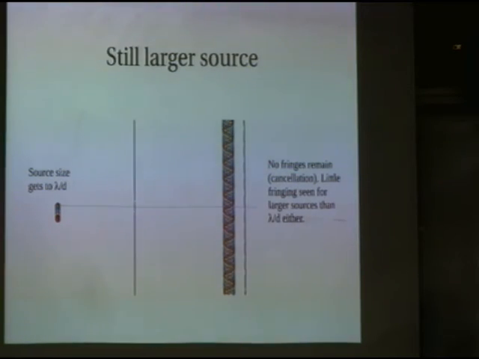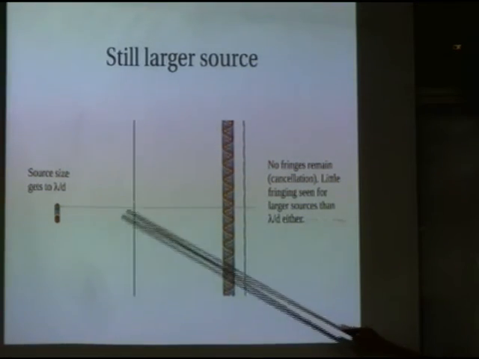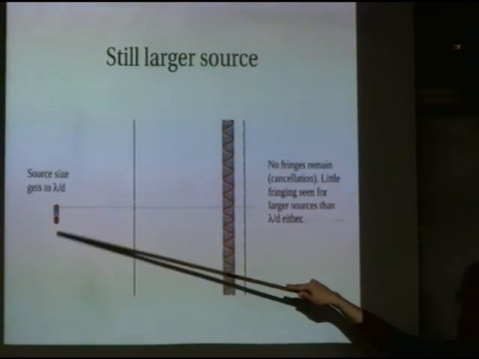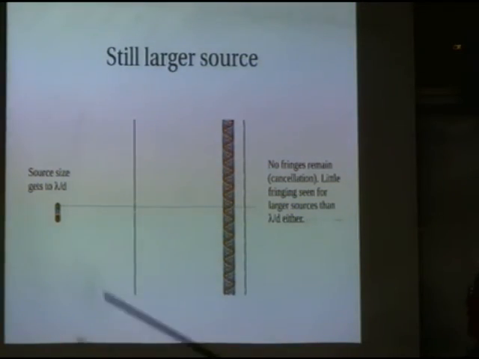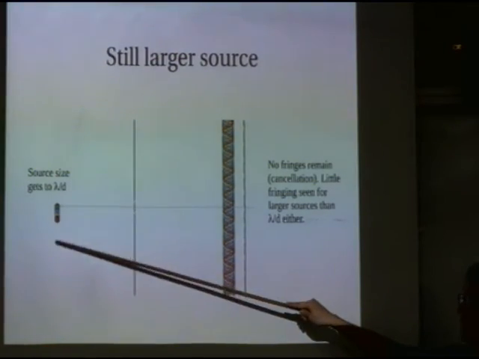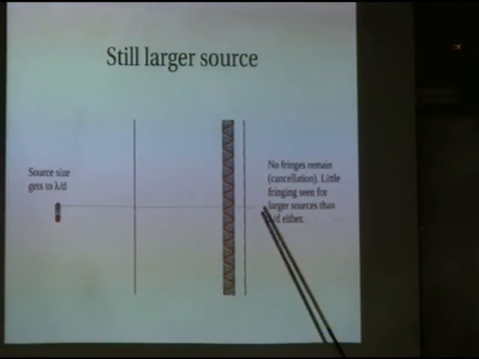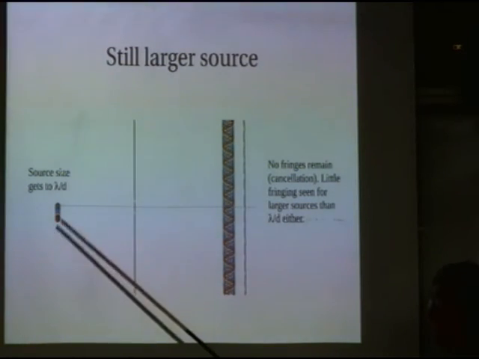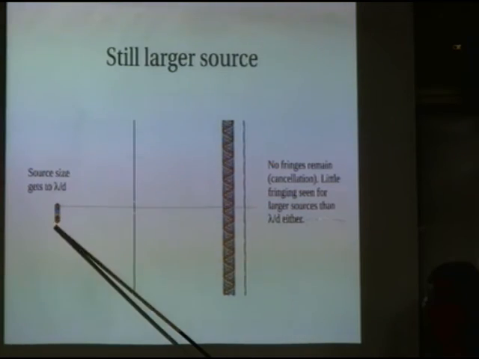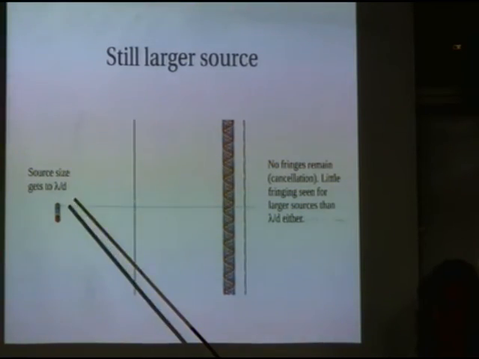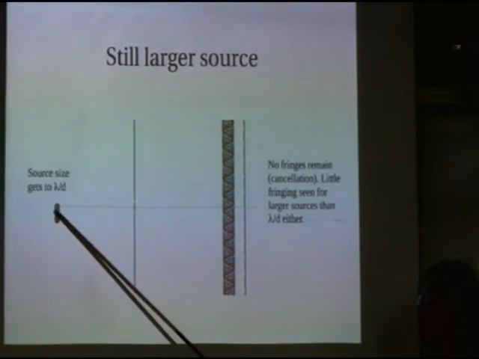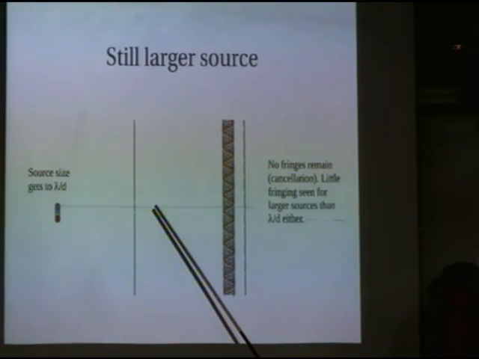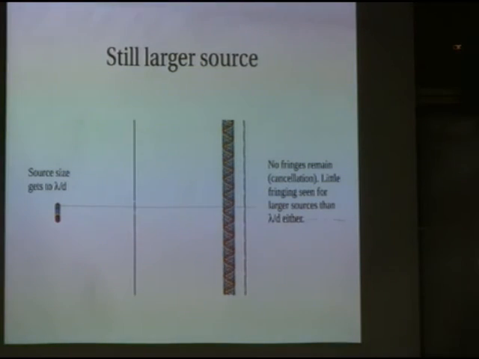So with this separation, we are only able to detect sources that are smaller than lambda over d. And now we can make the source even larger. We will not be able to detect anything on the other side. So we are losing the spatial information that is larger than lambda over d. We are just sensitive to smaller scales. That's how it works. Okay.